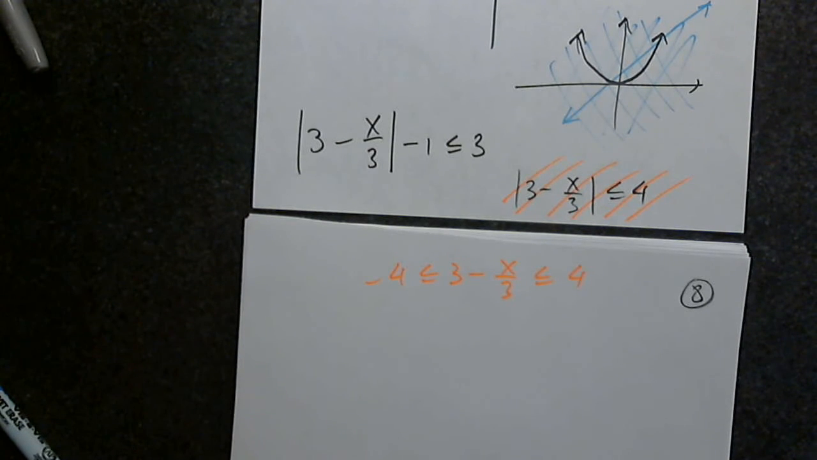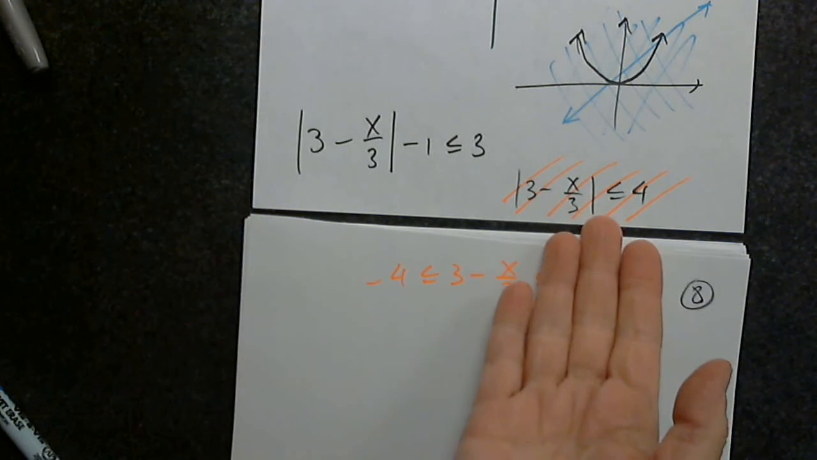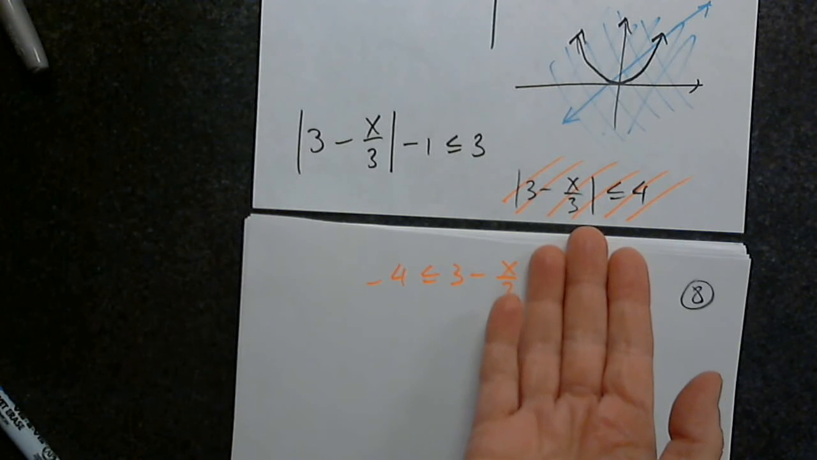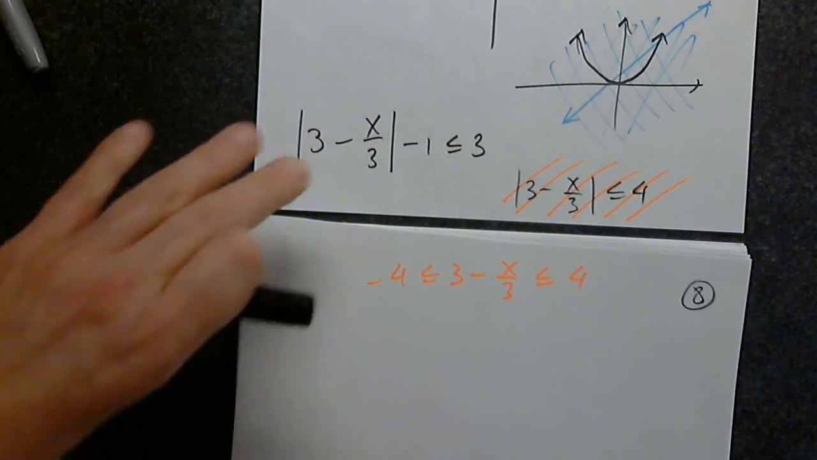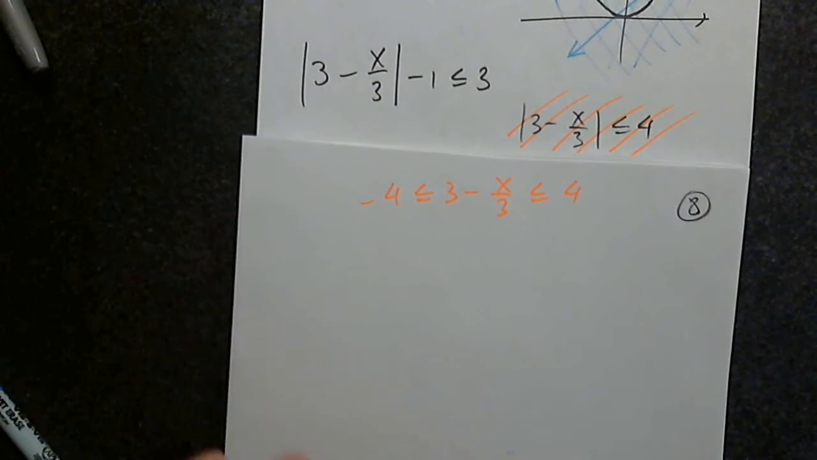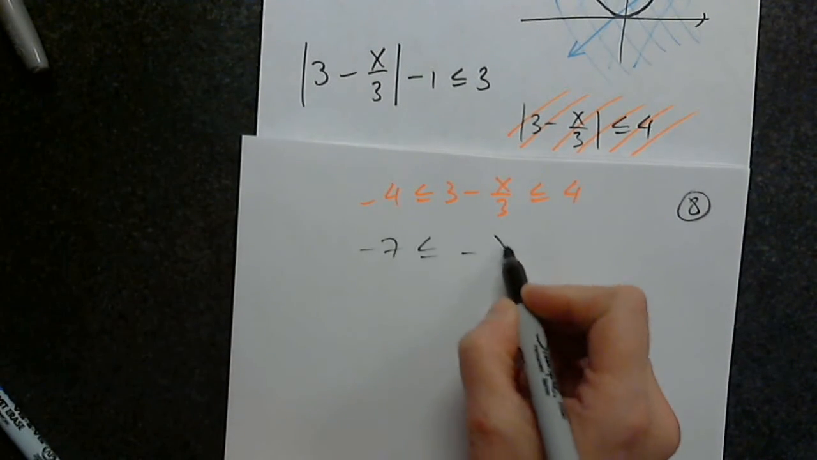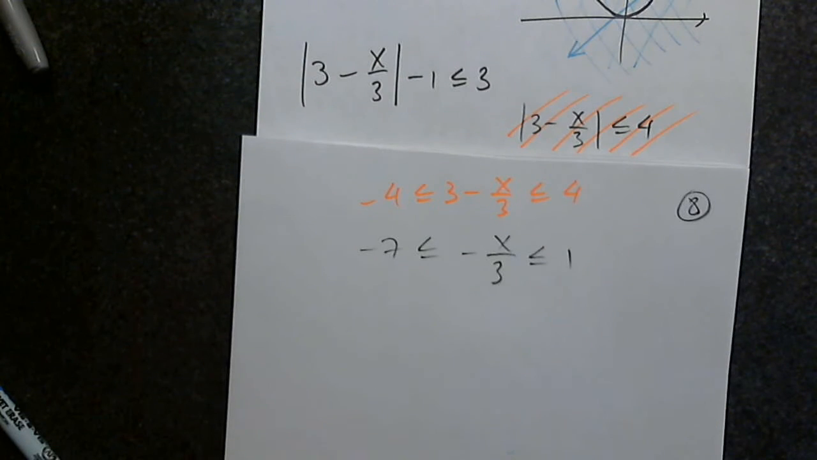If the distance between those numbers and 0 has to be 4 or less, they have to be between -4 and 4. Good. So we converted. We are not solving this. We are solving this, which is the same as that. So we convert it into something we can solve, which is a compound inequality. So how do I continue? Suggestions, please. Of course, excellent. Well done. So this is -7 less than or equal to -x thirds, less than or equal to 1.